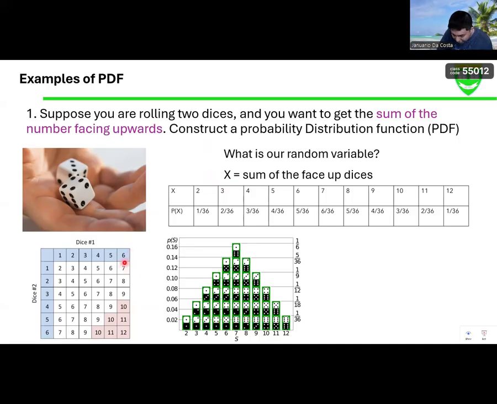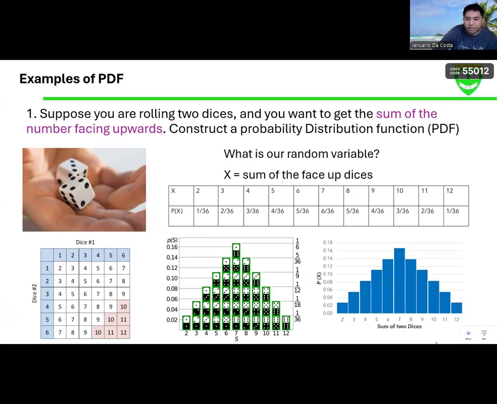The sum of that is 12. Right? So when you put that together, you just construct a PDF. Or you can just plot it like this.